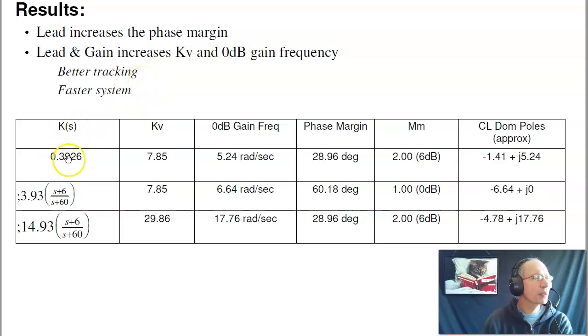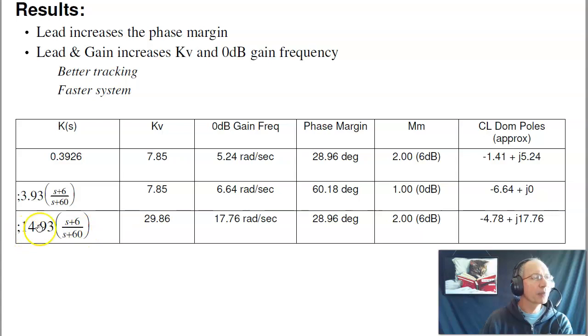So for example, the gain compensator that we started with last lecture gives you a 0 dB gain frequency of 5 radians per second and an error constant of 7.85. Add the lead compensator, that does nothing for the error constant, but I reduced the overshoot and increased the phase margin significantly. You can see that in the closed loop dominant pole. Not obvious, but if you calculate what it is, the oscillations dropped off. I now have no overshoot.